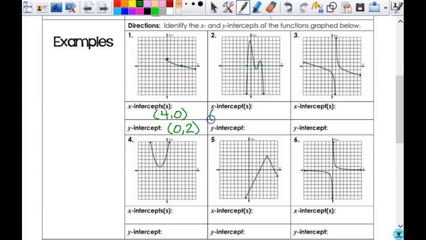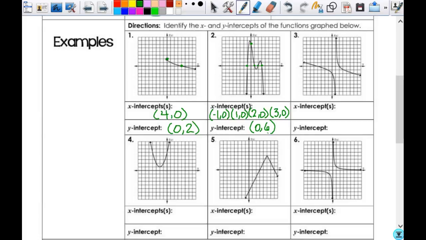So my first one is negative 1, 0. The next one is 1, 0. And then 2, 0. And 3, 0. Is there a y-intercept? Yes. And it is at what? 6. Everybody good with that?